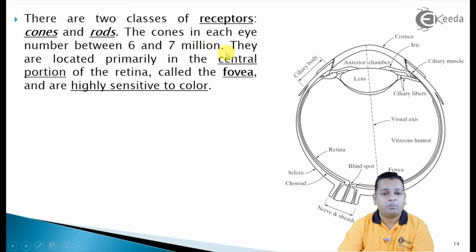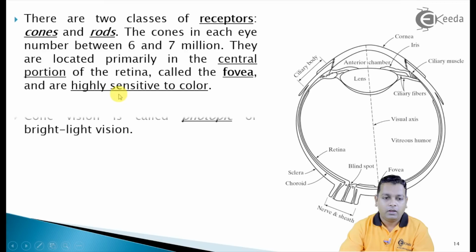They are located primarily in the central portion of the retina, called the fovea, and these are highly sensitive to color. The cone vision is also called photopic or bright light vision.